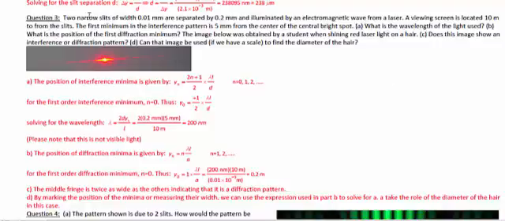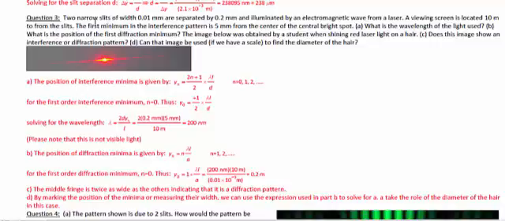In this question, we have two narrow slits. We are given the width of each of the slits, that's A, and we are told that they are separated by 0.2 millimeters, so that's D, and illuminated by an electromagnetic wave from a laser. We are also given the separation between screen and slits. A viewing screen is located 10 meters from the slits. That's L. L is 10 meters.